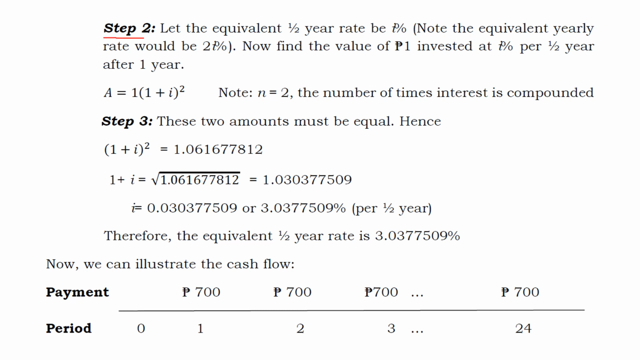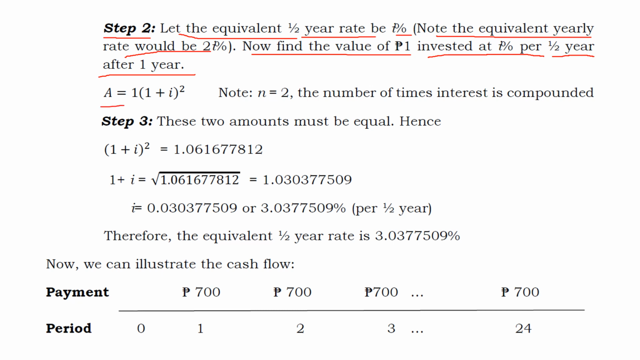So for step number 2, let the equivalent 1/2 year rate be your T%. Note the equivalent yearly rate would be 2% here. Now find the value of 1 peso invested at T% per year, 1/2 year after 1 year.